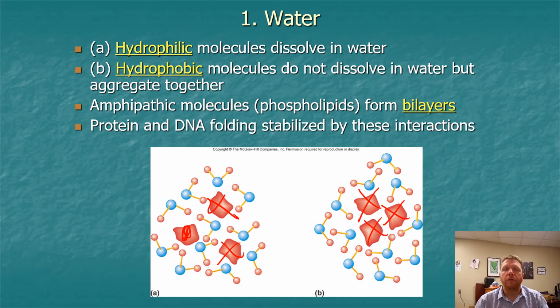Amphipathic molecules have a region that can interact with water and then a region that cannot. Protein and DNA folding are stabilized by these sorts of interactions. So they're going to be stabilized by hydrophobic and hydrophilic interactions.